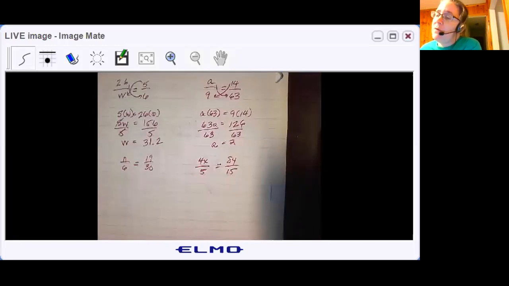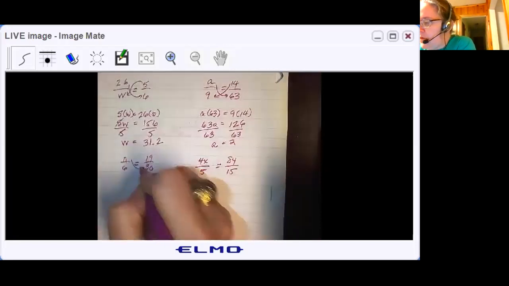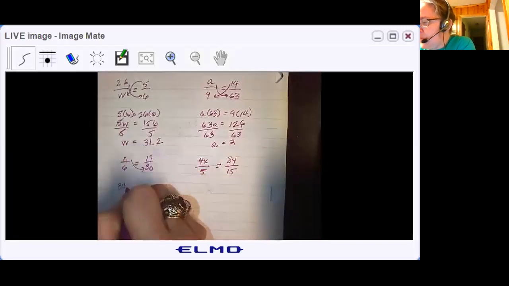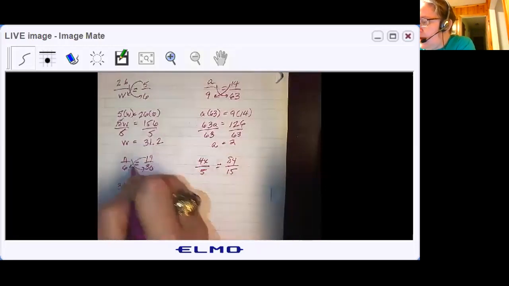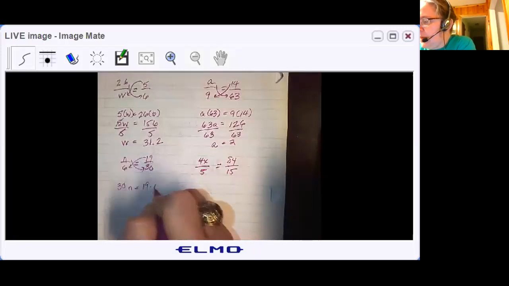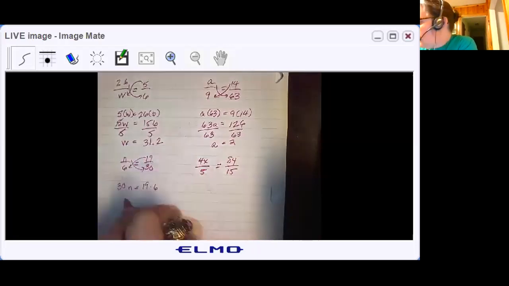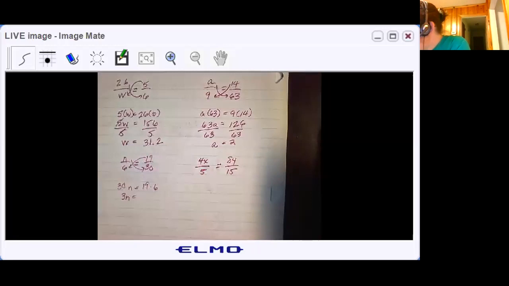Thanks for coming back. I hope you didn't get too frustrated trying to follow along. Remember, we are following our process. We're going to cross multiply, and then we're going to divide. So now I'm going to cross multiply. That's 30 times n, and 19 times 6. So that's 30n equals 114.